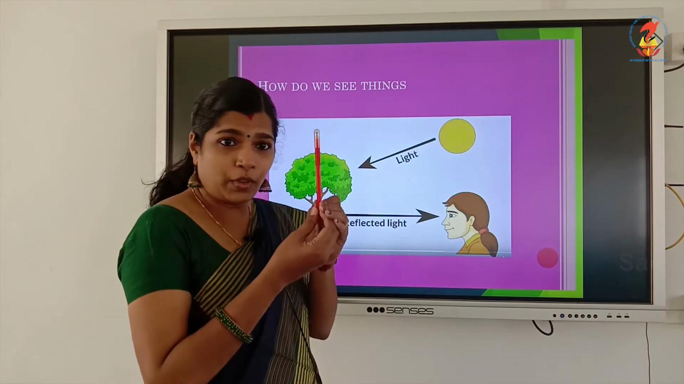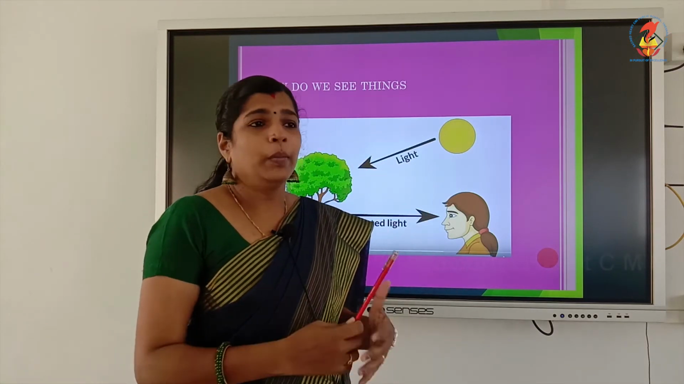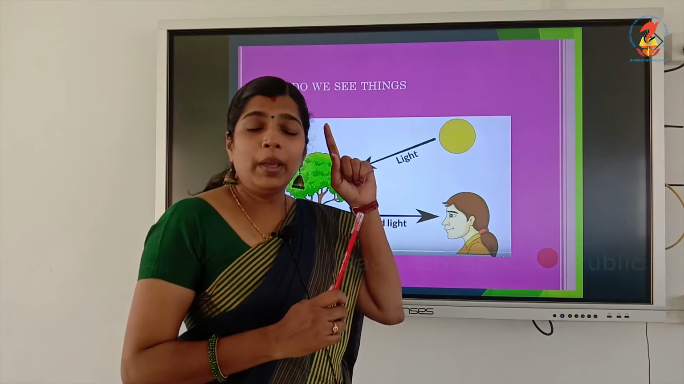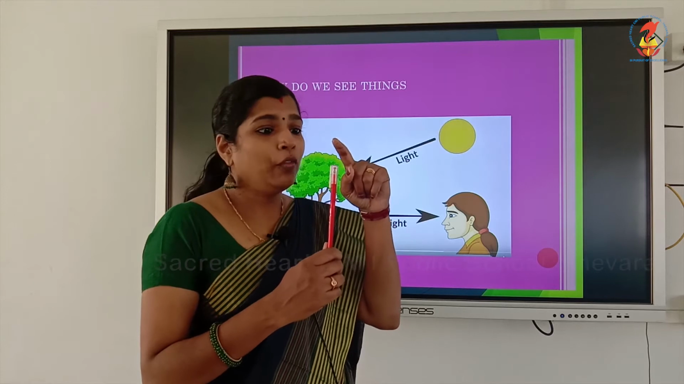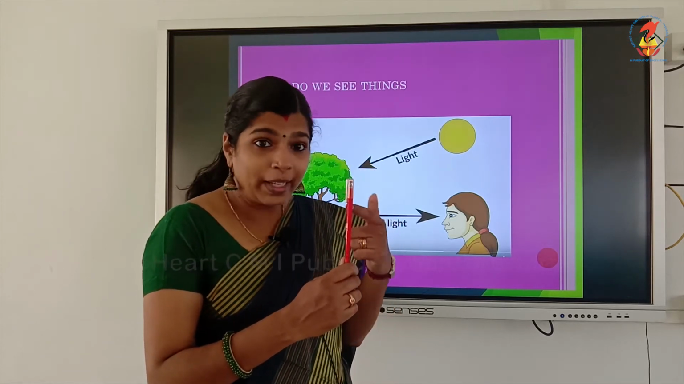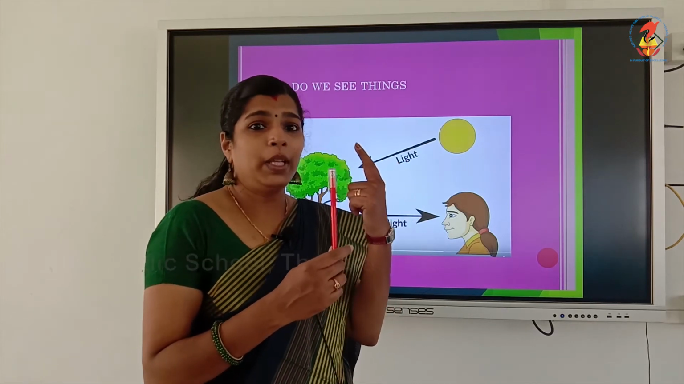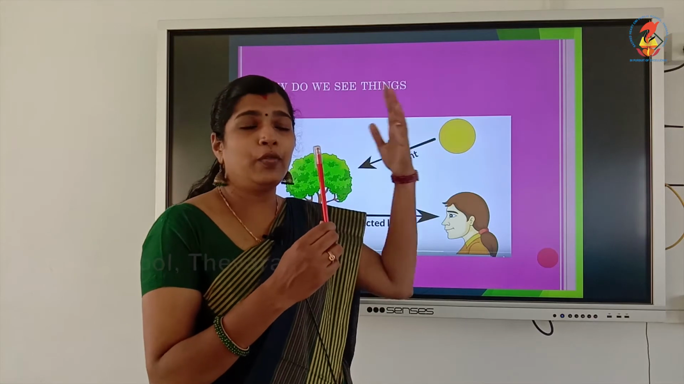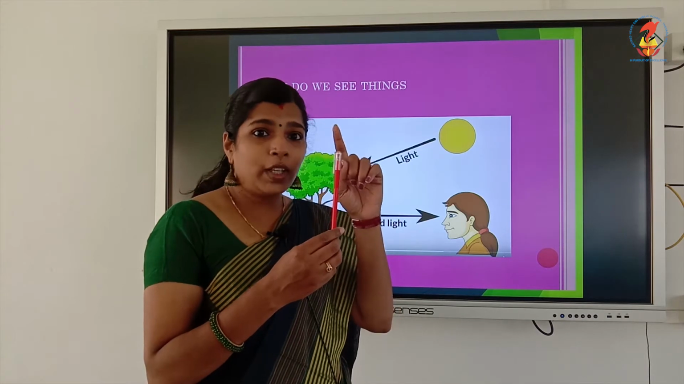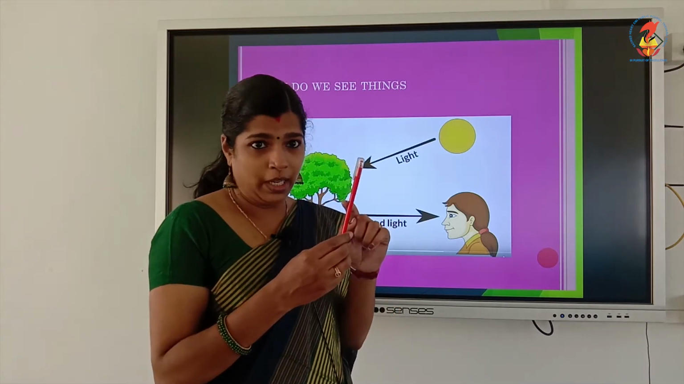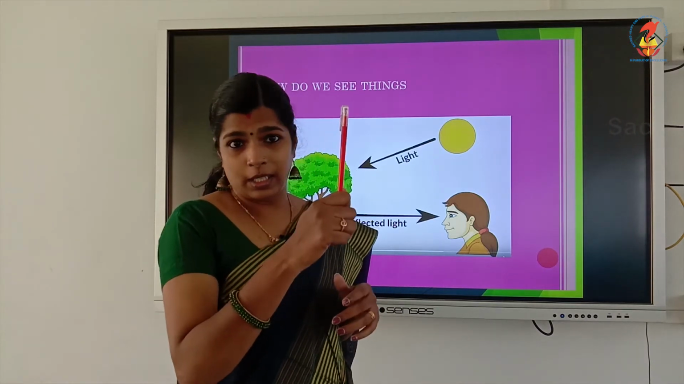Suppose you are seeing me, or you are seeing any object, it means light from a luminous object should fall on this object, and from this object the reflected light reaches my eyes. Then I will be able to see this pen. So, light from a luminous object falls on this pen, and the reflected light from this pen reaches my eyes. Then I will be able to see this pen.